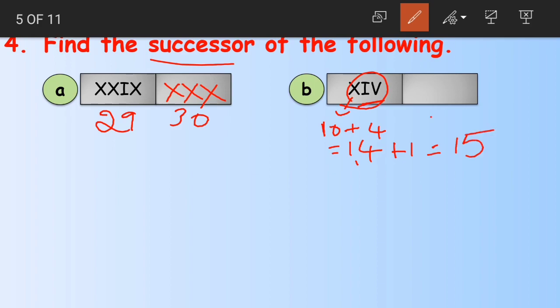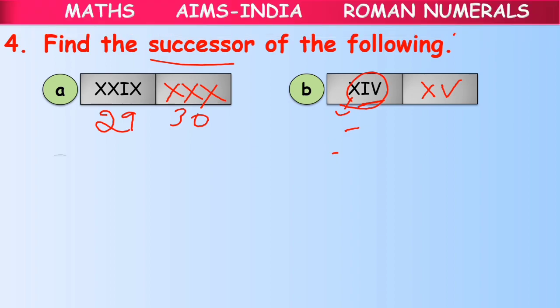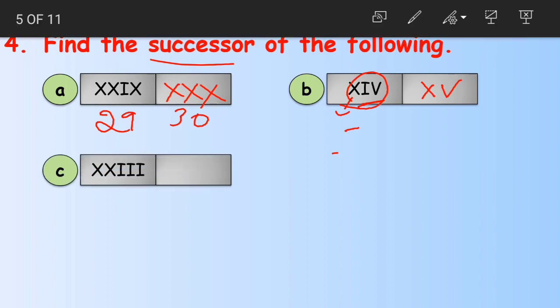Now how do we write 15, children? We write 15 as 10 plus 5. 10 is nothing but X. 5 is nothing but V. So the successor of XIV is equal to XV. The successor of 14 is equal to 15. Clear, children? Okay. The third question, XXIII.